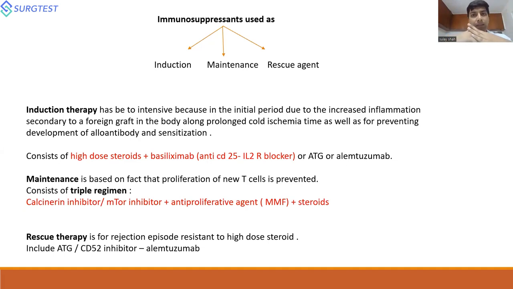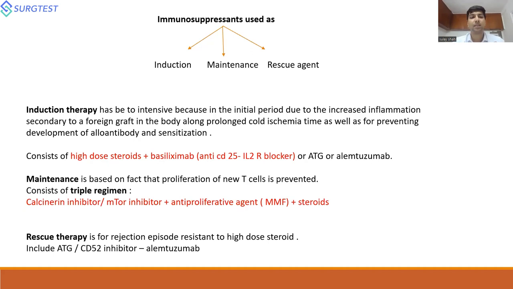In maintenance, we don't need such potent drugs. We need drugs which can be easily taken care of with minimal reactions, preferably oral drugs, and so a triple regimen. Now, this word has specifically been used. A triple regimen is used, which is a calcineurin inhibitor or mTOR inhibitor, either of them, with an antiproliferative agent and a steroid. Don't worry, we'll discuss what each class of drugs means, but this is a triple regimen.